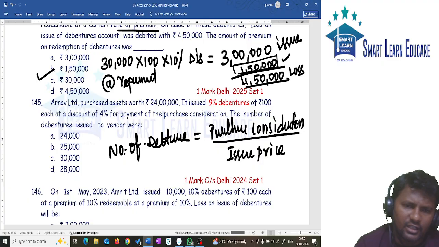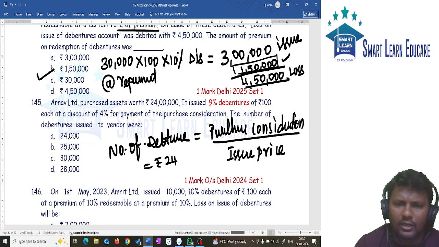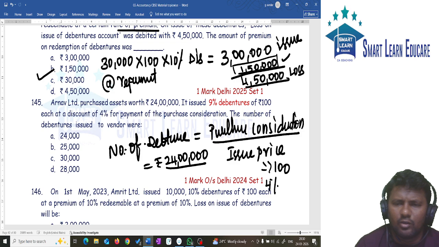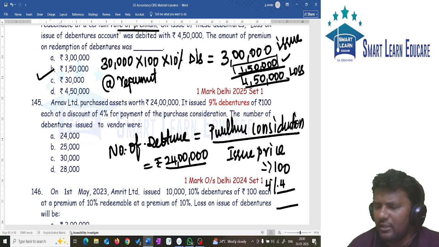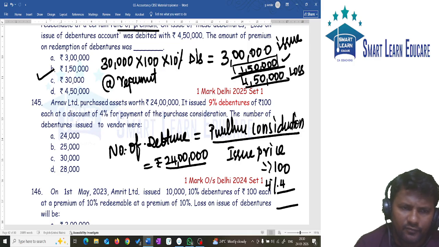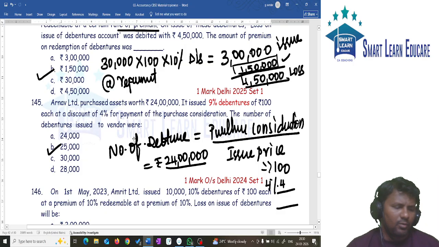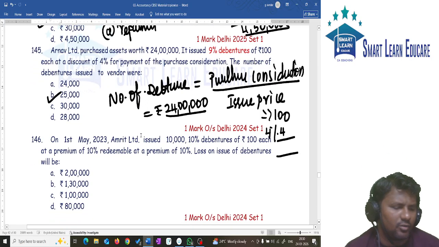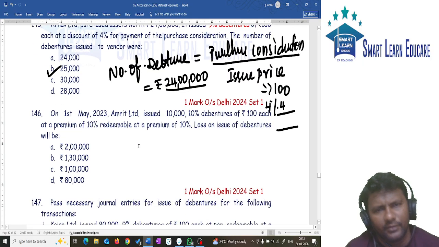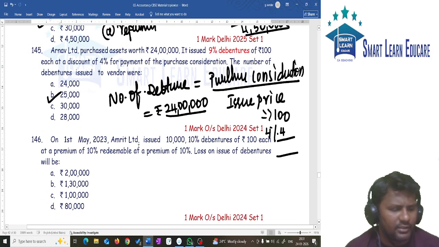What is the purchase consideration we have totally? Rupees 24 lakh. 24 lakh we should pay divided by issue price. What is the issue price? Totally face value is 100. Discount is 4%, 4 rupees. 100 minus 4 will give you 96. So 24 lakh divided by 96 will give you 25,000. This is the number of debentures to be issued. So question number 145, the number of debentures to be issued is 25,000. Okay, next. What is the next question?